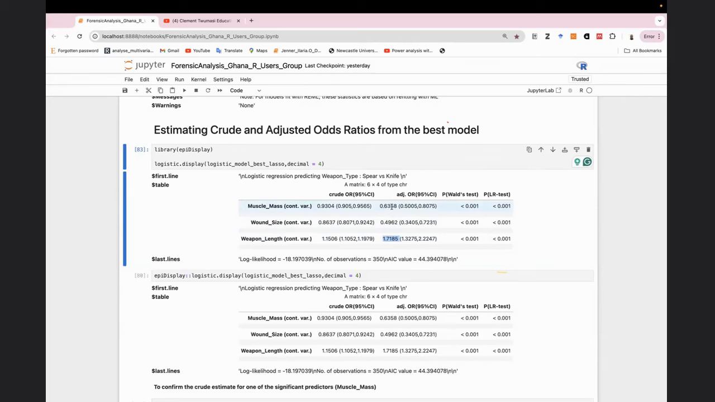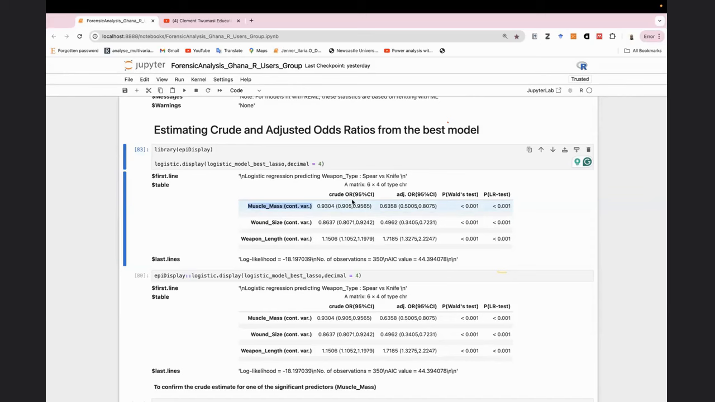0.63. I'm going to report on the deficit, but look at how I'm going to say it. The deficit is still like 27% or 26% or something. So what I'll say is that higher values of muscle mass are associated with a 27% decrease in the chance of the weapon being a spear. Maybe I've made it a bit complex. Let me make it smaller.